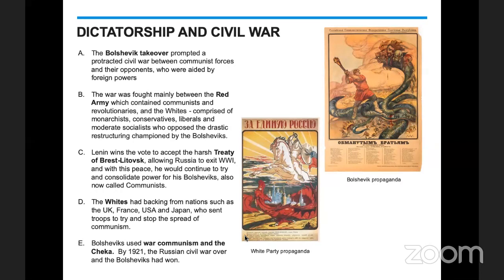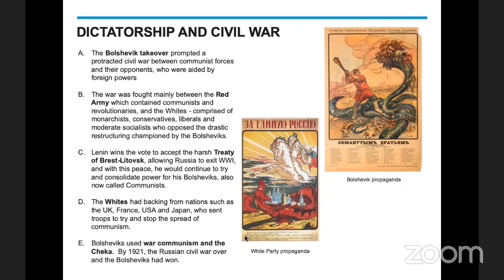We have up there that part A is actually right from our curriculum. So I'm going to read it because I think it sets up what we're doing. Bolshevik takeover prompts a protracted civil war between communist forces and their opponents, who were aided by foreign powers. And so we're going to talk about the two sides. And I have a couple pieces of propaganda there.